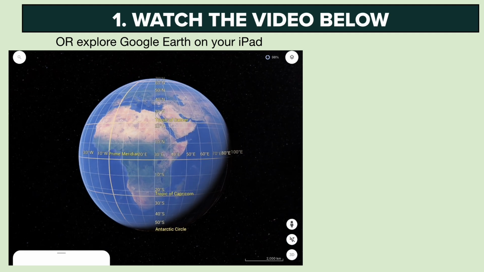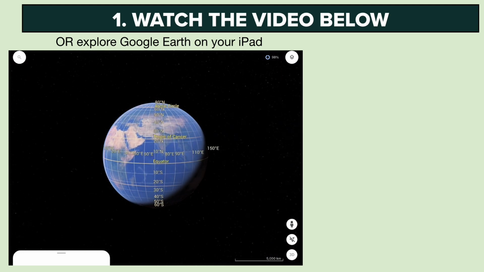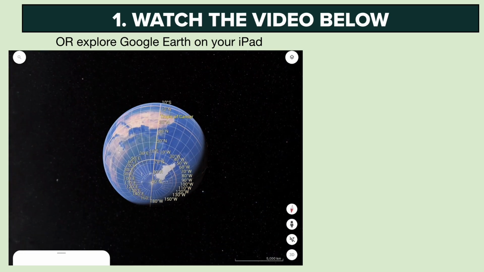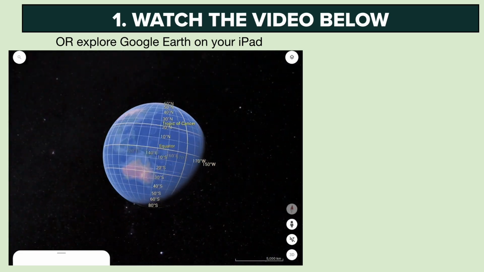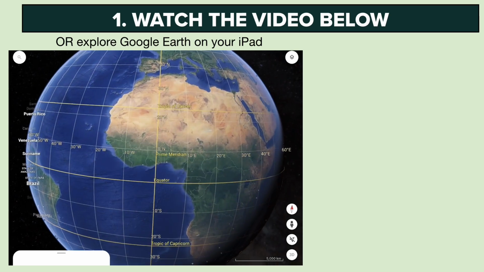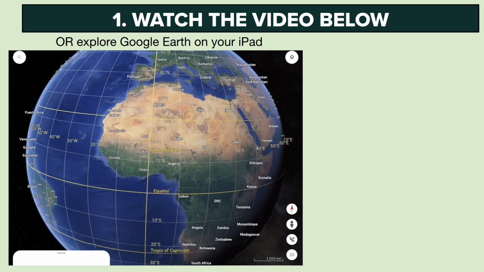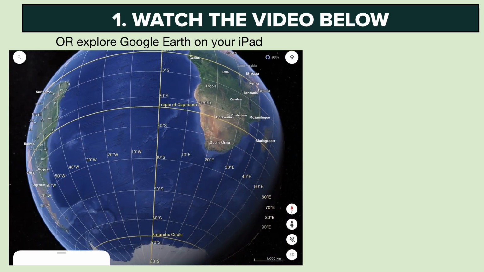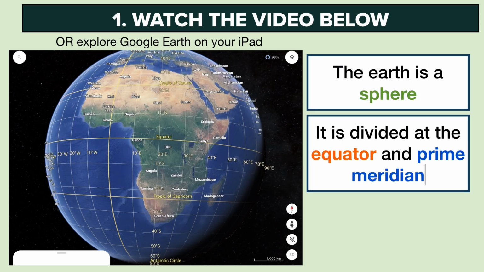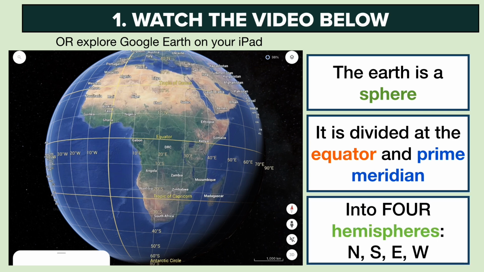And if you activate the grid lines so that those appear, we can see that the Earth is divided by the equator, which is the major line of latitude. It also has lines of longitude running lengthways down the globe. The main line of longitude is known as the prime meridian. You might have seen this before as the Greenwich meridian, but we will mostly refer to this line as the prime meridian. The equator and the prime meridian divide the Earth into 4 different hemispheres. These are the northern hemisphere, the southern hemisphere, the eastern, and the western hemisphere.